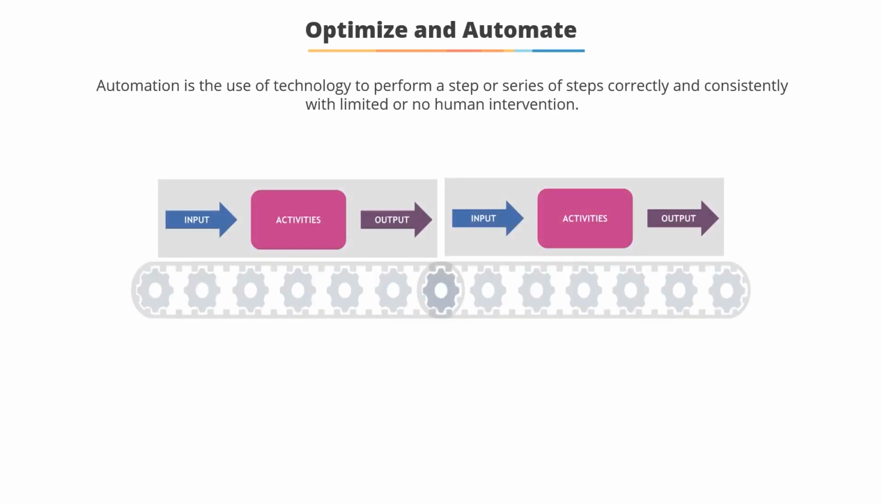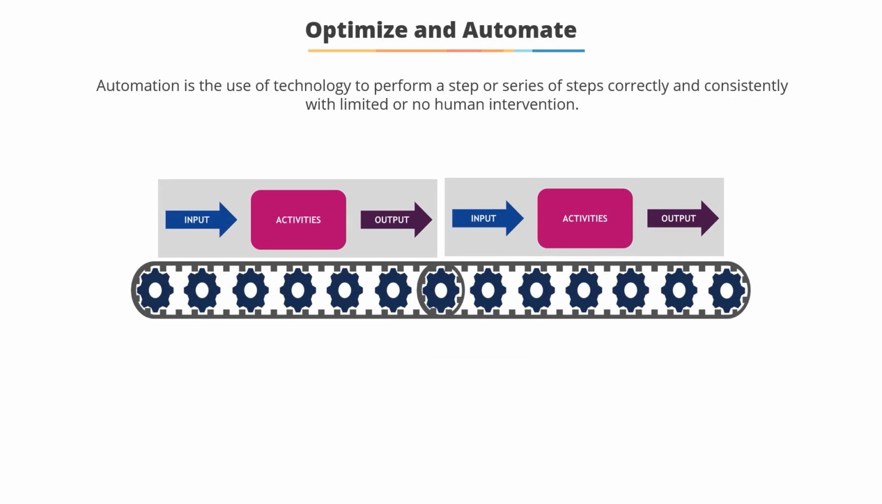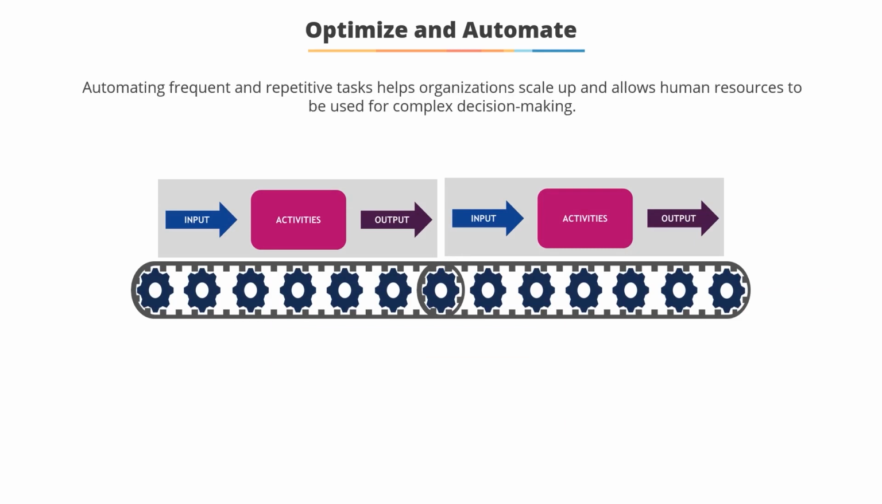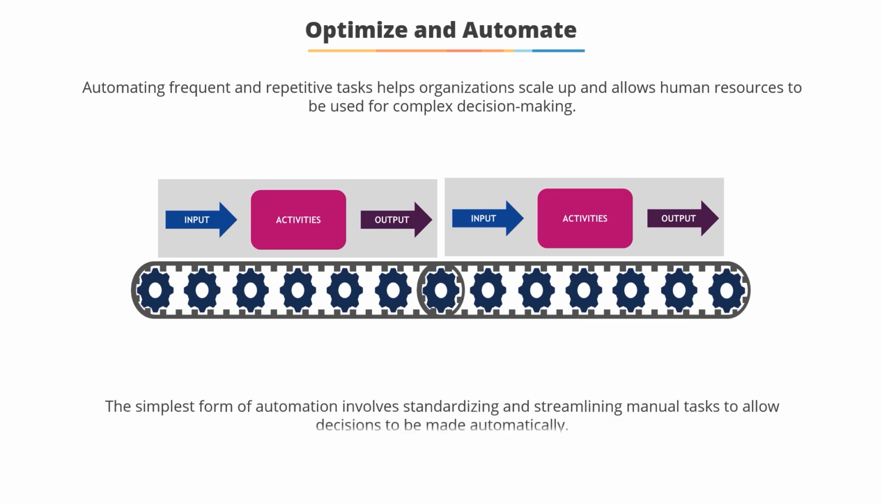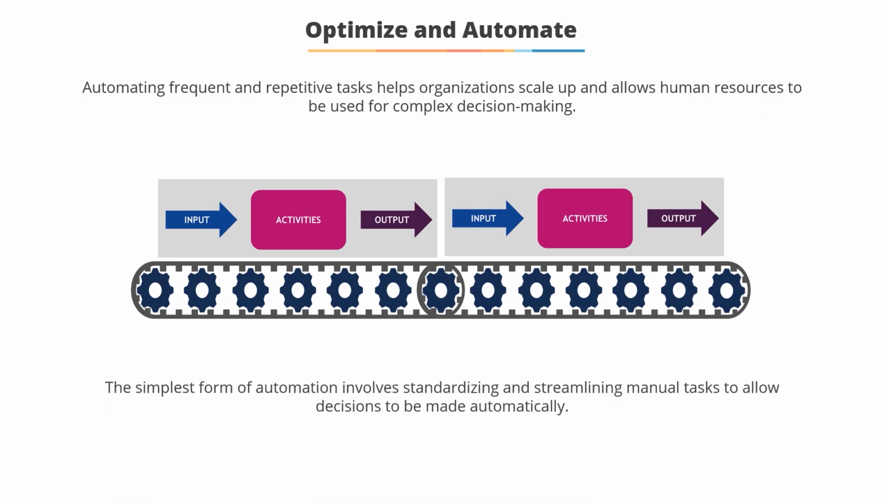Automation typically refers to the use of technology to perform a step or series of steps correctly and consistently with limited or no human intervention. For example, automating frequent and repetitive tasks helps organizations scale up and allows human resources to be used for more complex decision-making. In its simplest form, however, automation could also mean the standardization and streamlining of manual tasks, such as defining the rules of part of a process to allow decisions to be made automatically.